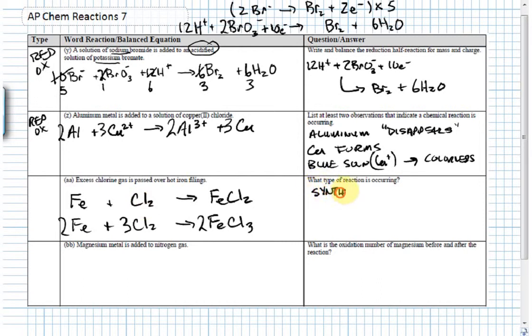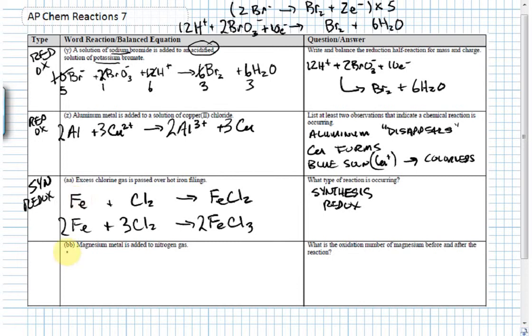It's also a redox reaction. Okay, so there are a couple possibilities there. So synthesis and redox. Again, another indication, starting with a metal, an element, figure redox.